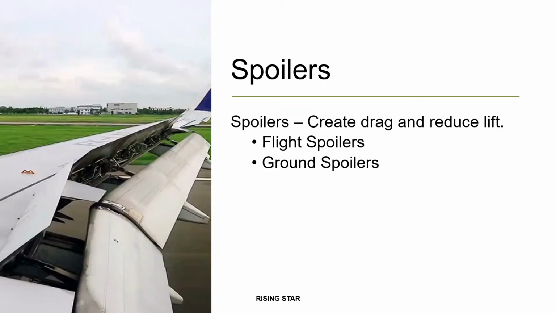Let's talk a bit about the spoilers now. As you can suggest from the name, they are the real spoilers. So they spoil the lift and they create drag. So they interfere with the normal airflow and reduce the lift and create more drag, which slows down the aircraft while landing. And there are two types of spoilers. First one are the flight spoilers, which are used during the flight, and then the second one is the ground spoilers, which are used when the aircraft is on the ground.